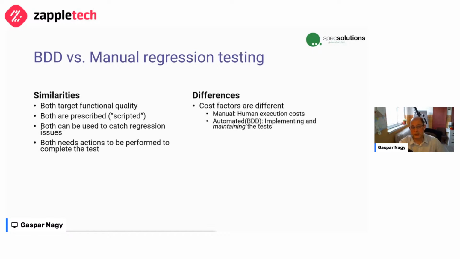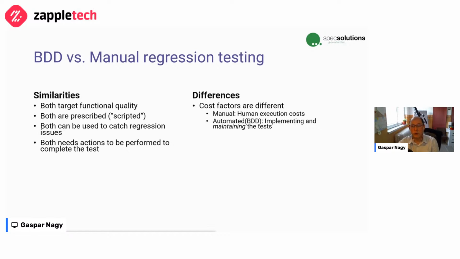However, there are unfortunately also some key differences. The key differences can probably be best seen from the costing and from the verification point of view. I don't know if you were ever thinking about the cost factors of the different kinds of tests, but if you did, you would see that for manual tests, typically the highest cost factor is the human execution cost, that somebody needs to sit down and redo that test multiple times, basically any time we would like to make a regression verification.